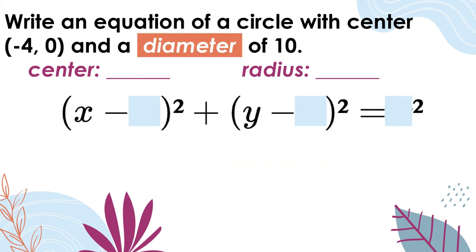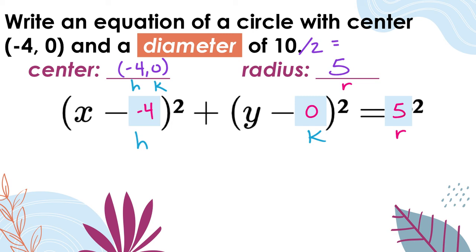What if I tell you that the diameter of the circle is 10? Remember, the diameter is all the way across the circle. So in order to find out the radius, all I do is take that 10 and divide by 2. So the radius is 5. My center is (-4, 0). So I know this is my h and my k, and this is where they go in my equation. And I know this is my radius.